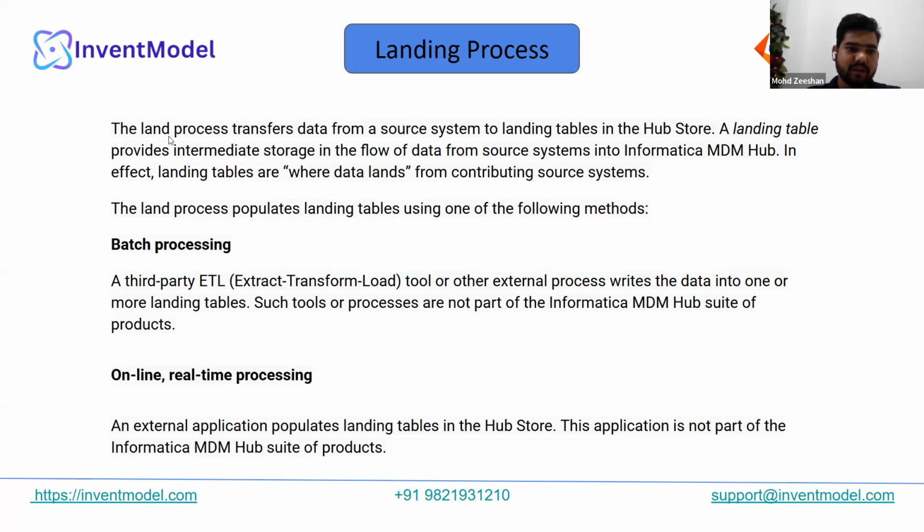Here we can see the landing process transfers data from a source system to landing tables in the hub store. The landing table provides intermediate storage in the flow of data from the source system into the Informatica MDM hub. So we are getting the data from different sources and storing it in the landing table. Landing tables are where the data lands from the contributing source system. The land process populates a landing table using one of the following methods. Here we have two methods.